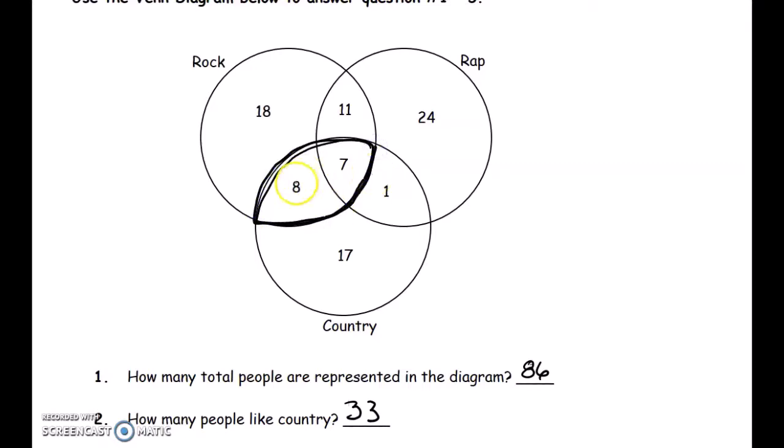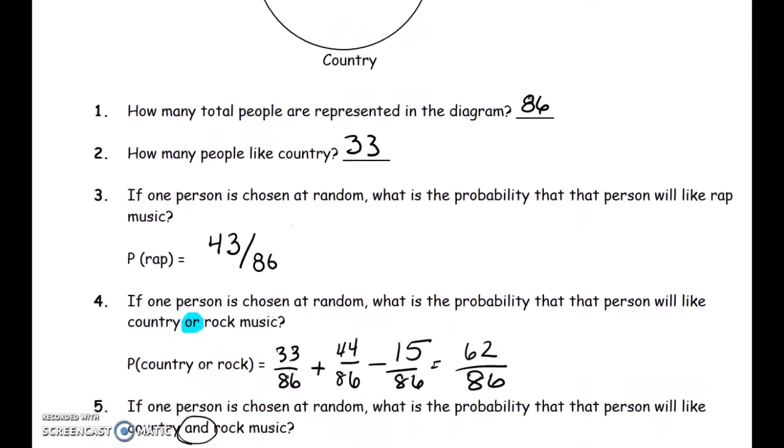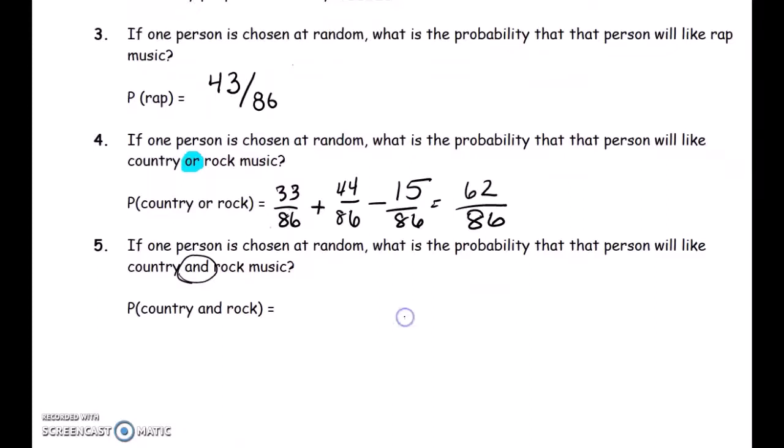It didn't say just country and rock, because that would be 8. So we have to also include these 7, which should be a total of 15 out of the 86. And now that I look at it, I can reduce the 62. So I'm going to go back and see if I can reduce anything.